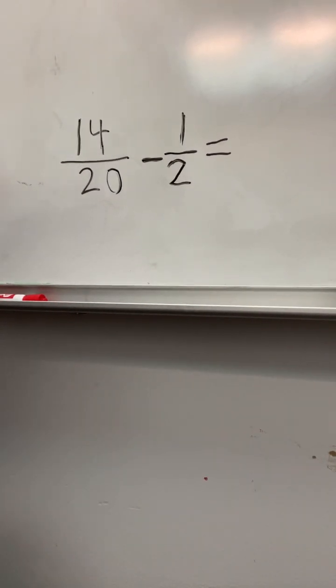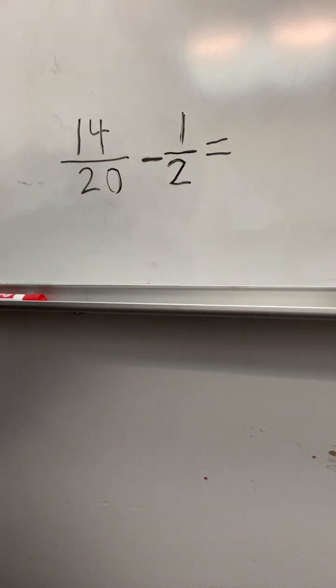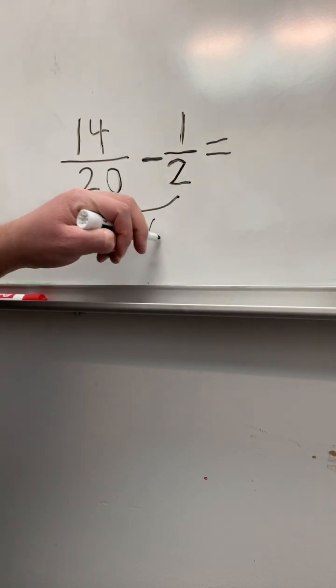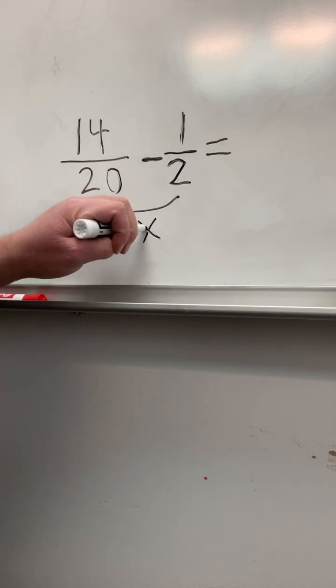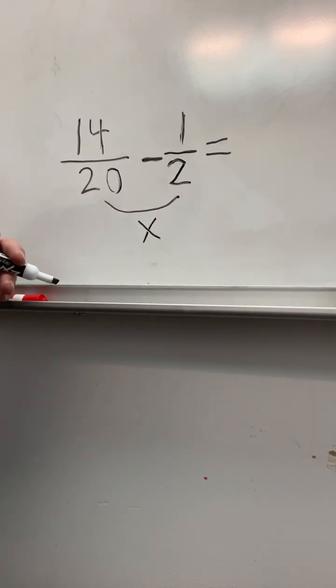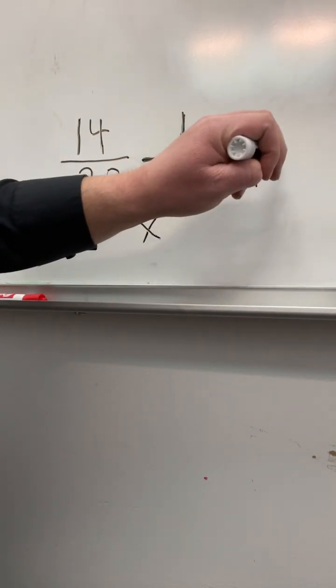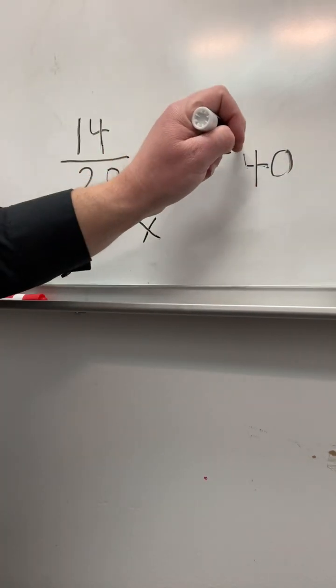So we have 14/20 minus 1/2. The first thing we've got to do is find the common denominator. To find the common denominator, all we need to do is multiply the two different denominators. So 20 times 2. When you're multiplying 20 times 2, all you've got to do is multiply 2 times 2 and add a 0 to your answer. 2 times 2 is 4. If you write a 0 next to the 4, you get 40. 20 times 2 equals 40. We have our denominator.